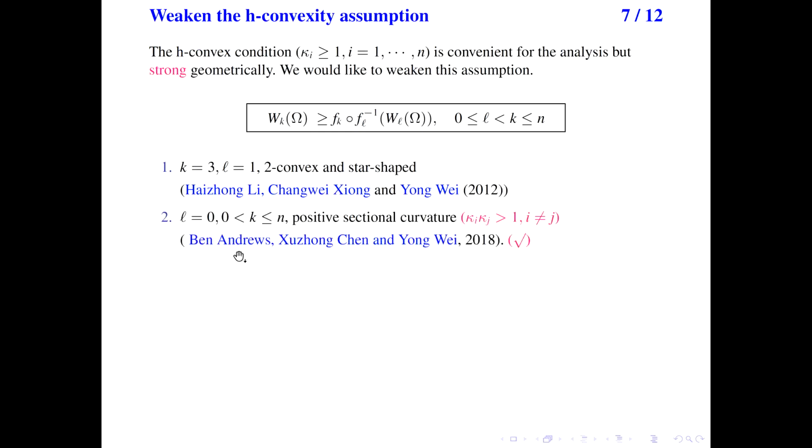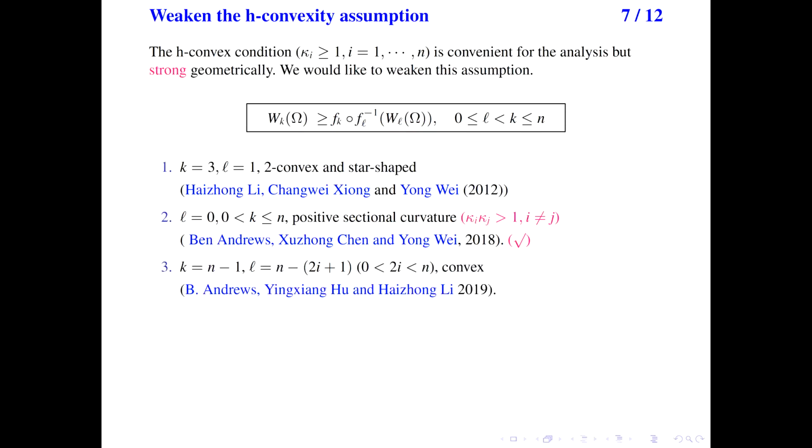And recently with Andrews and Chen, we proved this inequality for l is 0 and k greater than 0, for domains with boundary Omega having positive sectional curvature. Here for hypersurfaces in hyperbolic space, the positive sectional curvature is equivalent to the product of any two principal curvatures being greater than 1. I will discuss this result in the following.